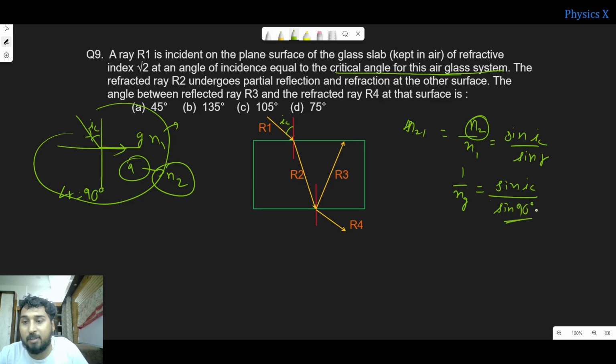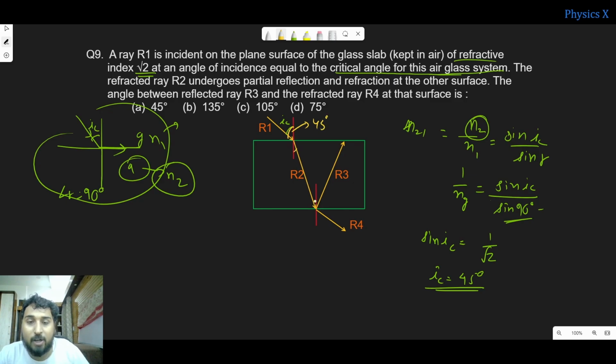So this is nothing but 1. So sin IC is what? 1 by ng, and the refractive index is given as √2. So 1 by √2. You know that sin theta is equal to 1 by √2 when theta is equal to 45 degrees. So IC is 45. So with this angle equal to 45 degrees, this ray is becoming incident.